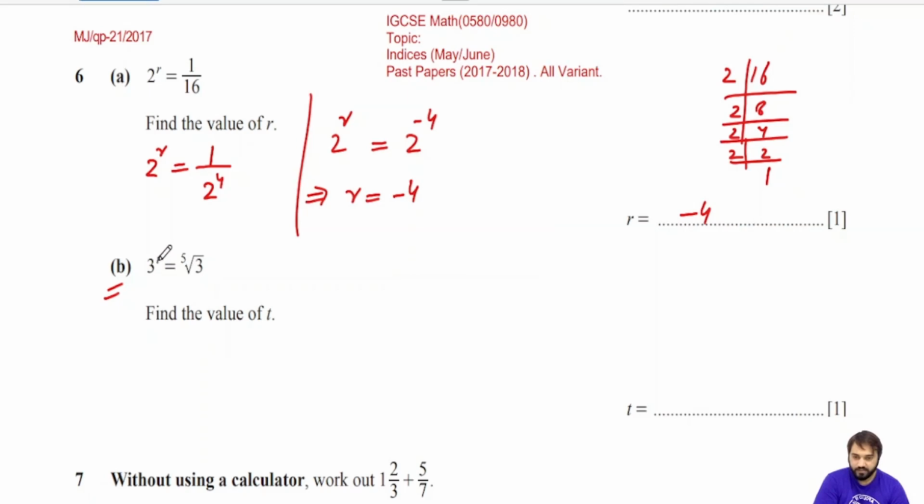Part b is 3 raised to power t is equal to 5th root of 3. Again, a simple question. 3 raised to power t remains the same, and first convert this into power form. When we remove the 5th root, it can be written as 1 over 5. So the value of t is equal to 1 over 5 because we have the same bases.